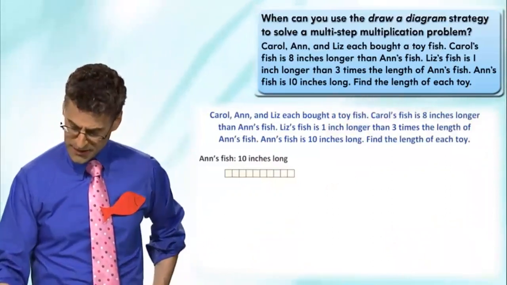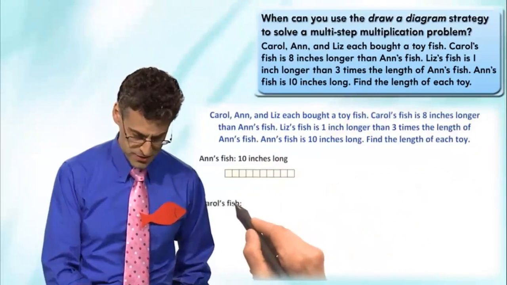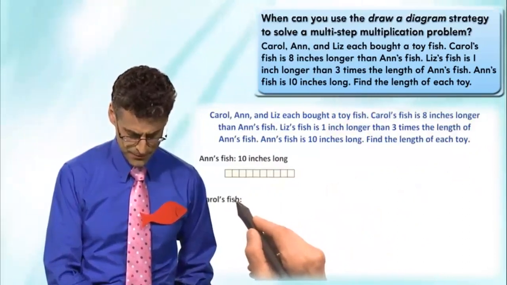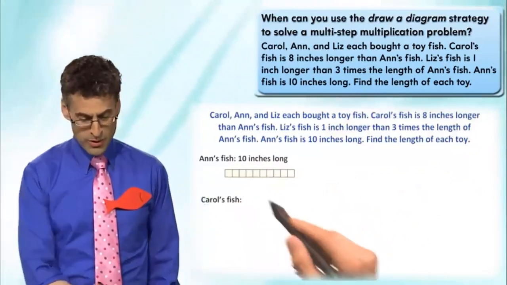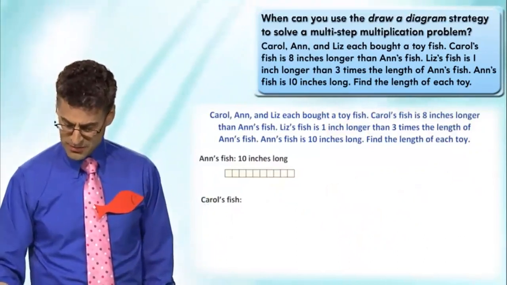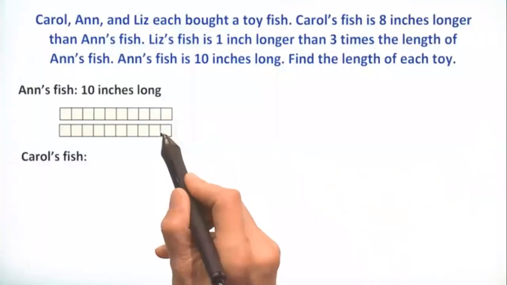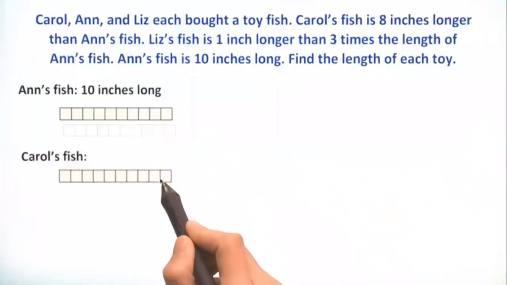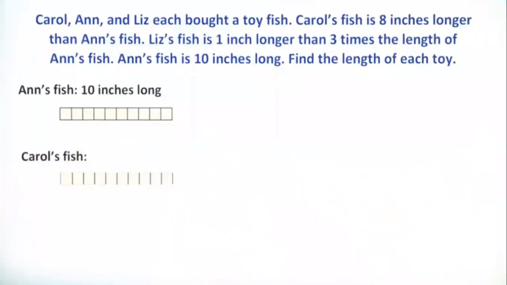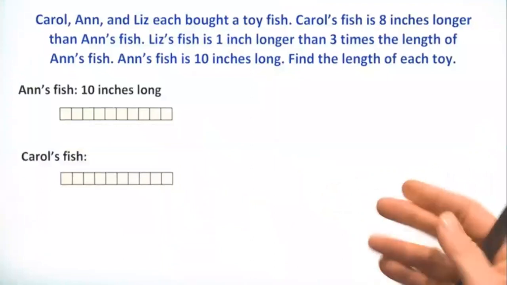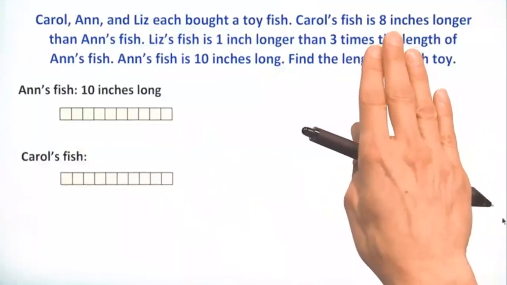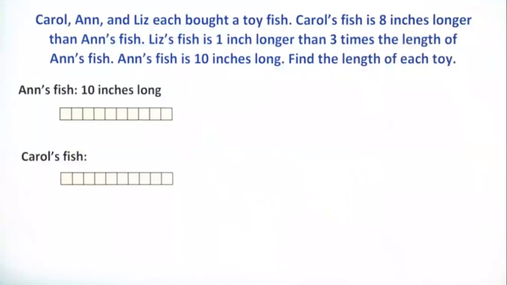So, to figure out the length of Carol's fish, oh, I miss my fish. Okay, what do we do? Well, we start off with the 10 inches, so I'm going to use a row of squares to represent the length of Ann's fish. And you see how that's the same thing as Ann's fish? In terms of length, anyway. And now I want to add on 8 more inches, because it's 8 inches longer. It's 8 inches more. So 8 plus 10.